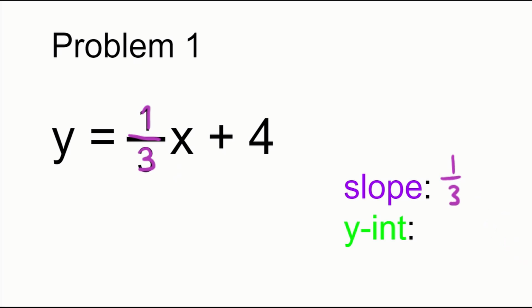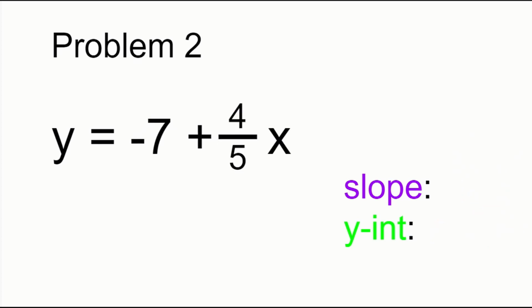Which term represents our constant? This 4 that's being added to the side, that's going to be our y-intercept. The graph starts at 0, 4. Slope can be further broken down to a change in y over the change in x. So what's the change in y for this slope? The change in y is going to be the 1. And the change in x is going to be the 3. So it's rise 1 and then run 3.